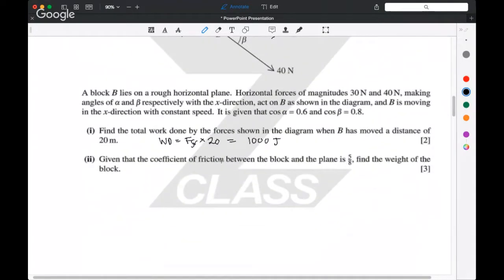Okay, so given that the coefficient of friction is 5/8, so this is mu, we know that the force of friction is equal to mu times R, where R is the reaction force on the ground. The only thing pushing the thing into the ground is the weight of it. So the reaction force is just mg. So this is equal to mu mg, which is equal to 50. So if that's the case, mg, which is the weight, is equal to 50 over mu, which is equal to 80 newtons. No problem.